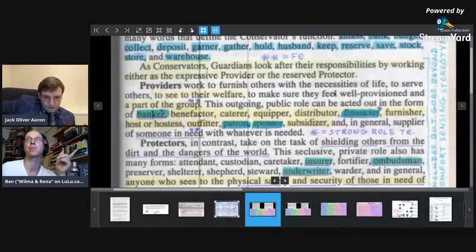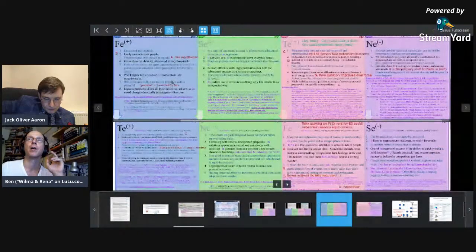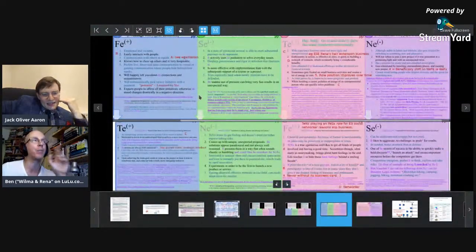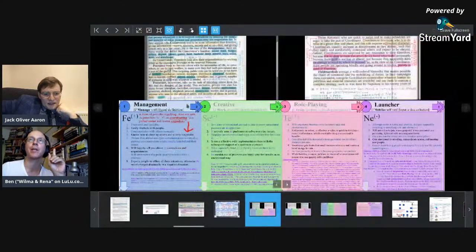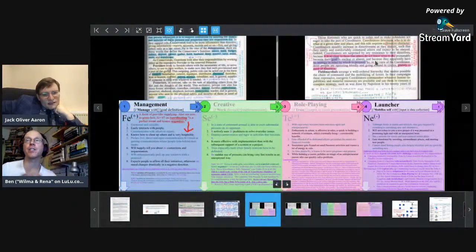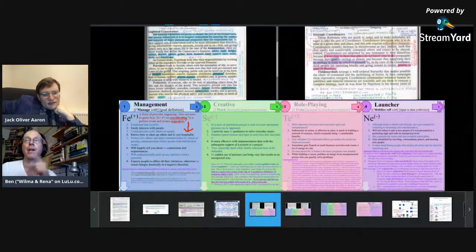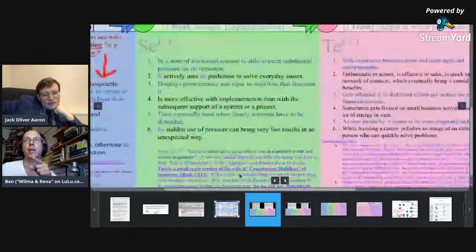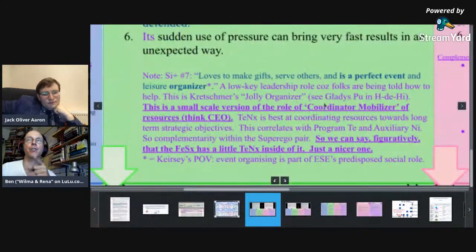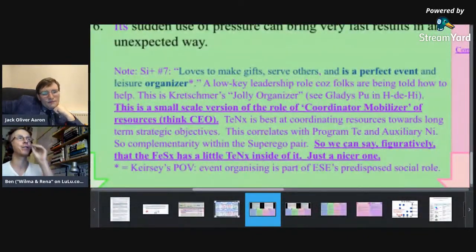So that's that role here. Providers work to furnish others with the necessities of life, to serve others, to see to their welfare, to make sure they're well provisioned and part of the group. His outgoing public role can be acted out in the form of the banker, benefactor, other roles. So then what I'm looking at is complementarity between this and the coordinator, and it comes together here in the event and leisure organizer, where they're going to have to do a bit of this directive coordinating of resources.